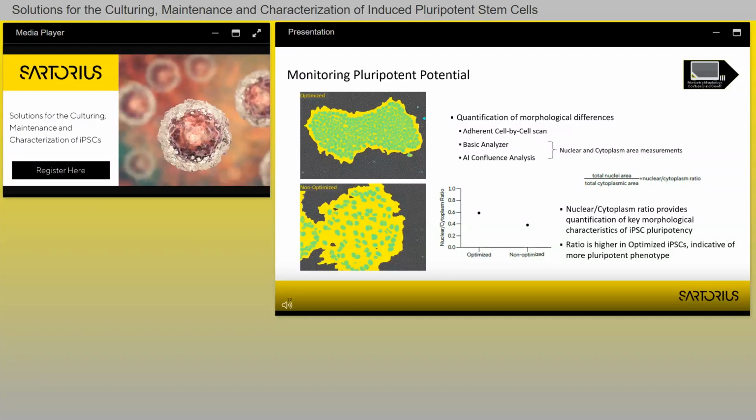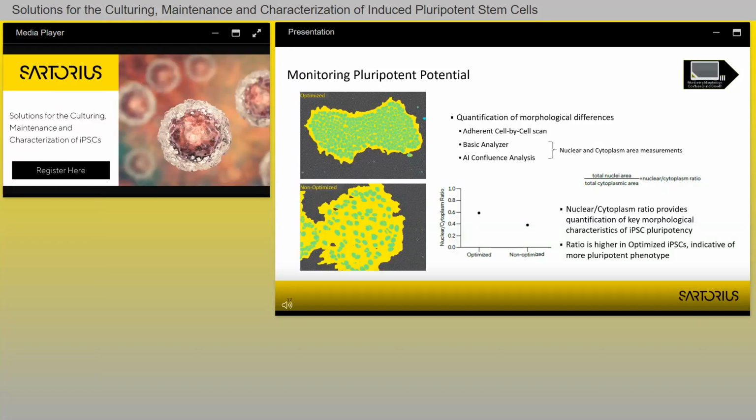With this information, we created a ratio called the nuclear cytoplasm ratio, which is used as a standard tool for measuring iPSC pluripotency in imaging. We took the total nuclei area, divided it by the total cytoplasmic area, and that gave us this ratio.